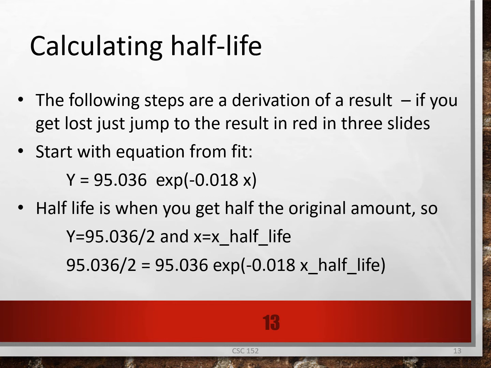So I want y to be half of what we started with, and I will call the x at which that happens the half-life. So for y, I stick in half of what we started with, 95.036 divided by 2. That's y equals 95.036 times the exponential of minus 0.018. And now, instead of a generic x, I'm putting in specifically the half-life x.